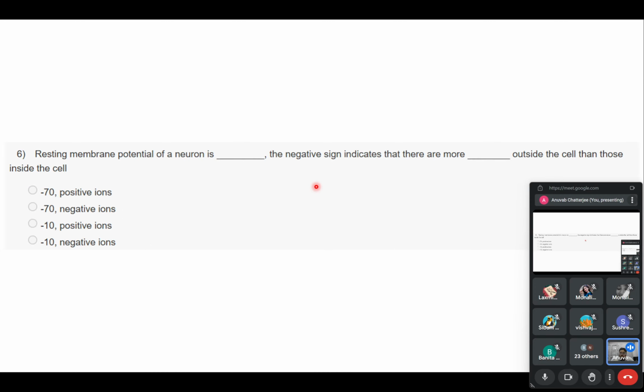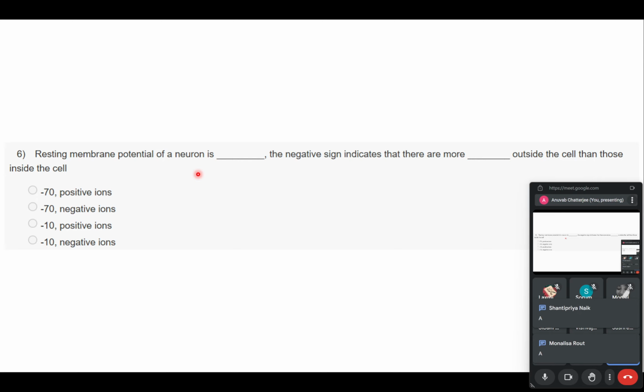Okay, moving forward. Now we have delved directly into how exactly neurons work, and we'll be going on to the first question about the working of neurons. The question is, the resting membrane potential of a neuron is blank, and the negative sign indicates there are more blank outside the cell than inside the cell. The options are minus 70 positive ions, minus 70 negative ions, minus 10 positive ions, and minus 10 negative ions.